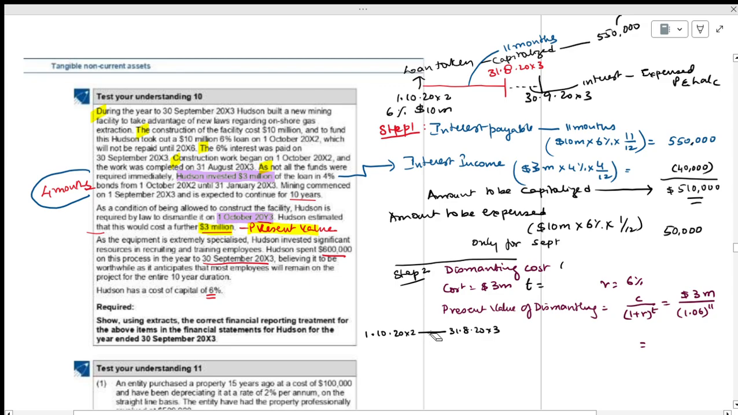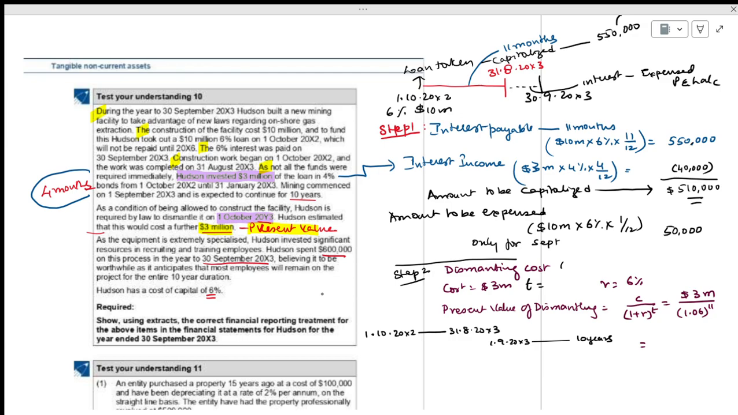And as not all funds were required immediately. Now, 31st August 2003, good. They said that mining commenced on 1st September 2003, and it is expected to continue for 10 years. Okay, fine. Mining is going to be there.